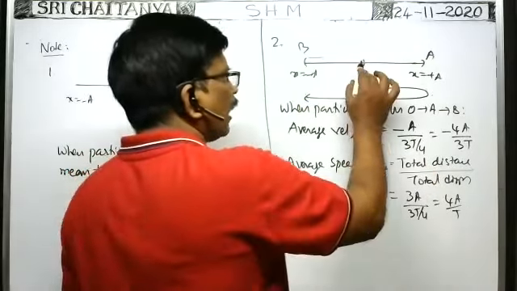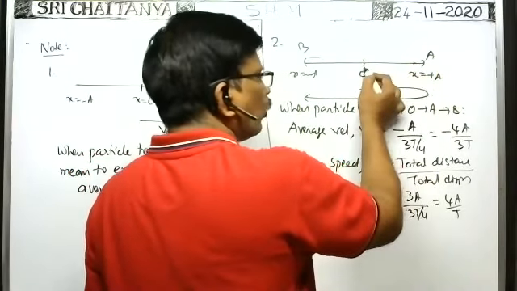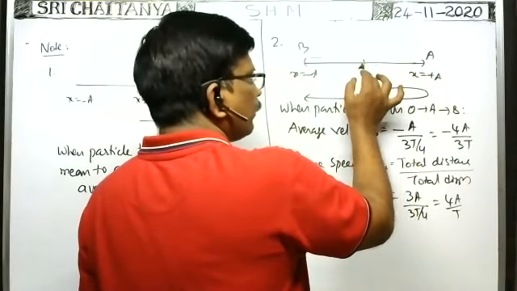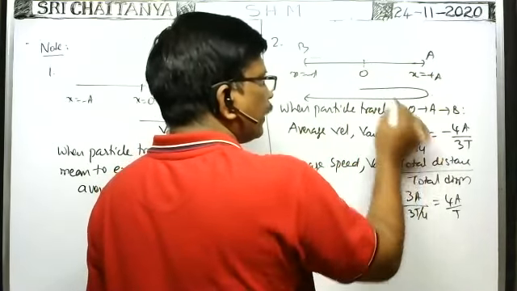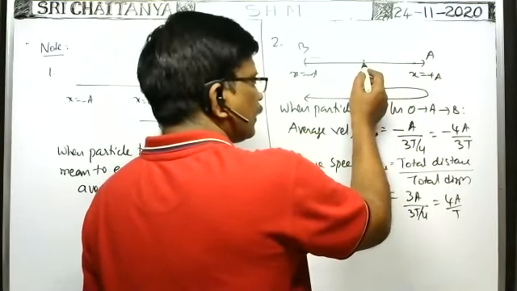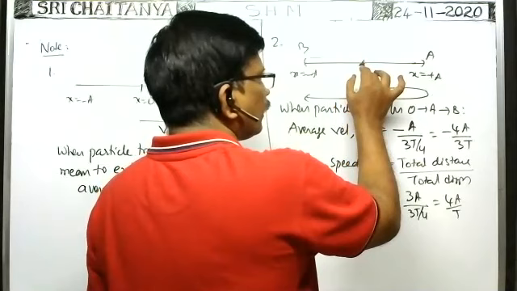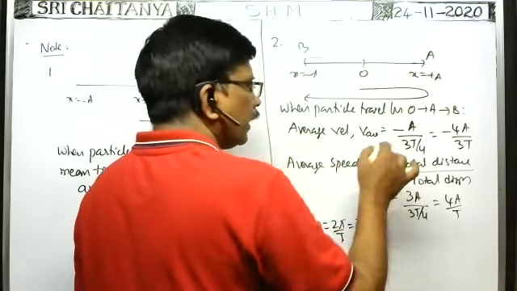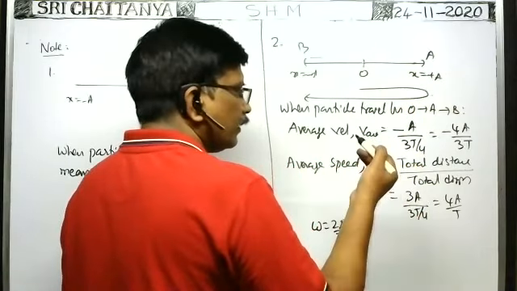Suppose the particle travels from O to A and then back to O. Then average velocity means net displacement 0 by time taken, t by 4 plus t by 4, t by 2. That's why average velocity is 0. Average speed: total distance travelled a plus a, 2a, by total time t by 2. 2a by t by 2.